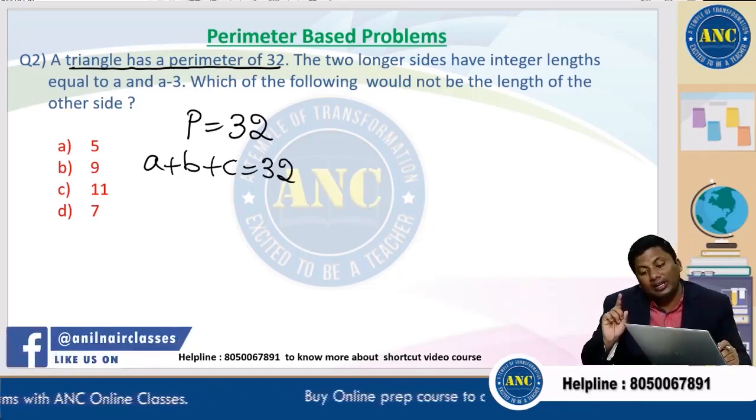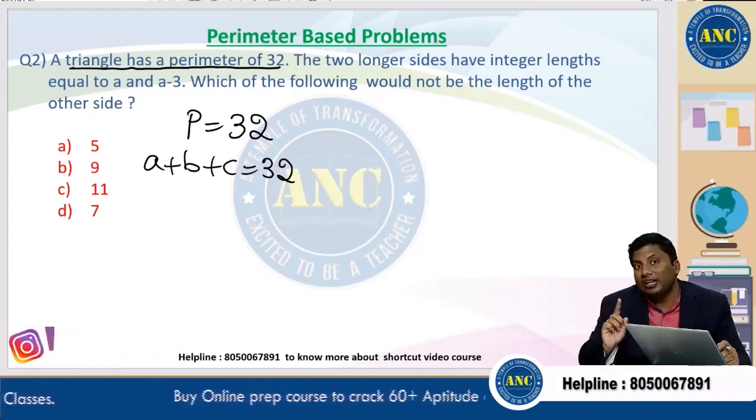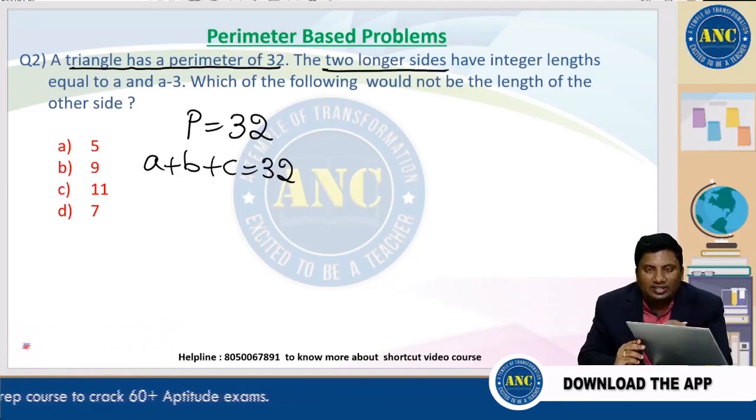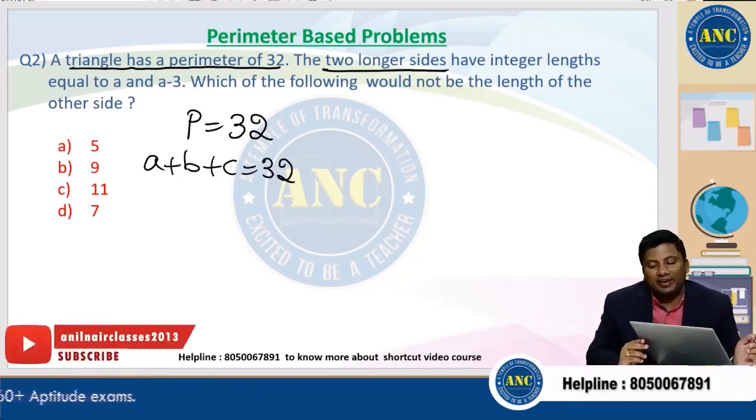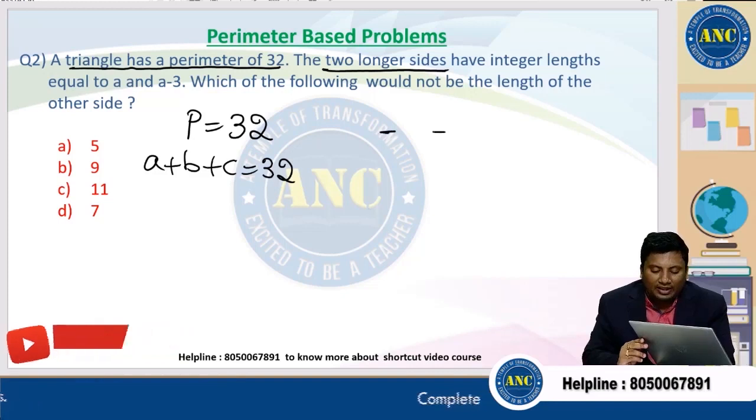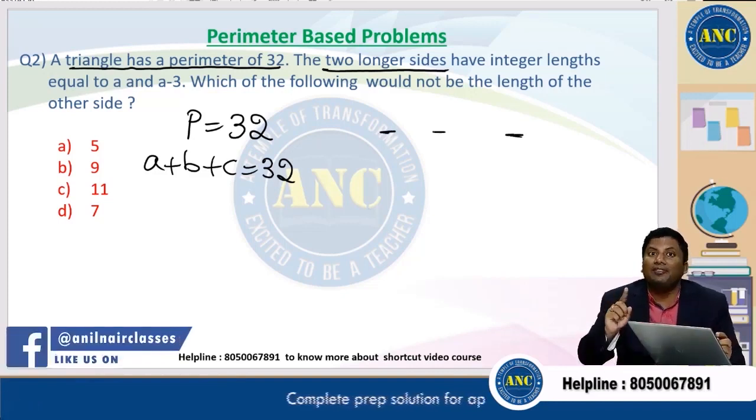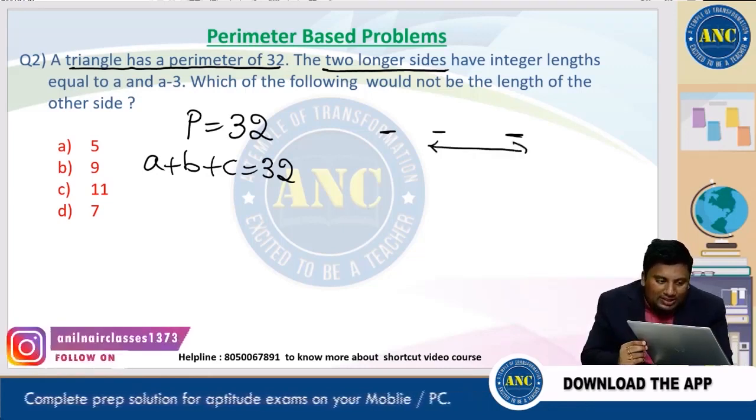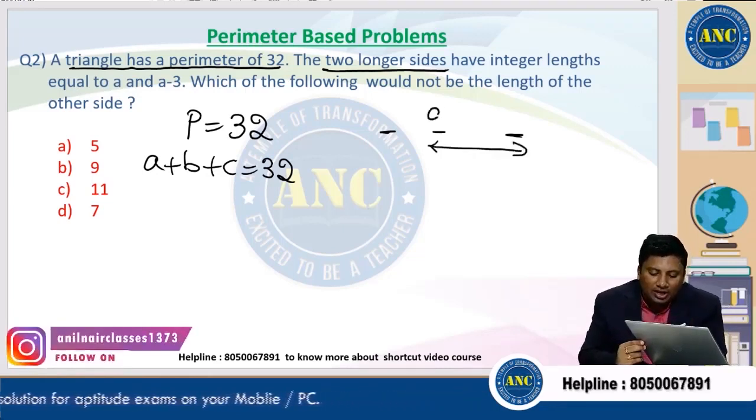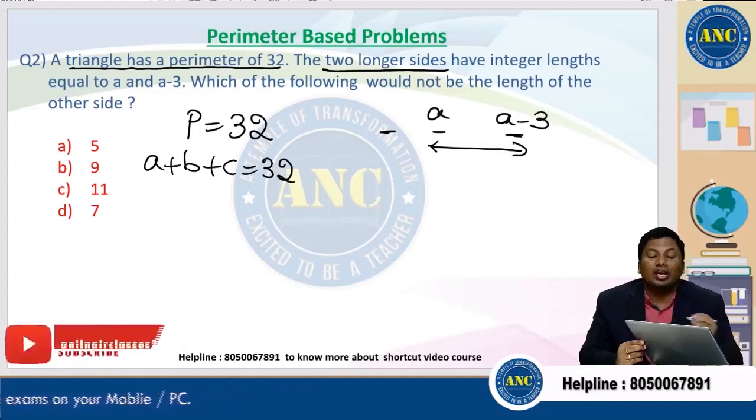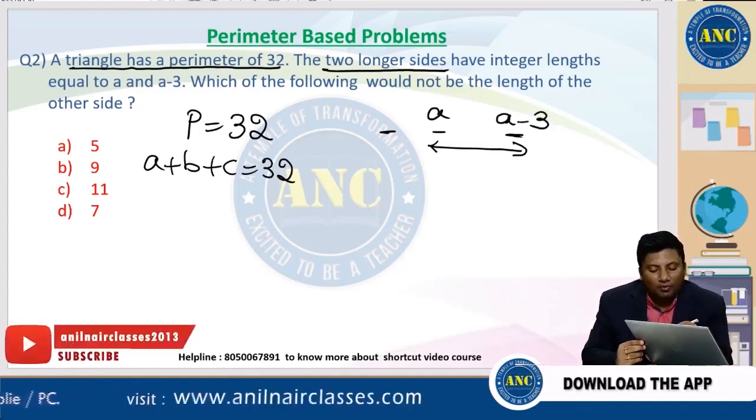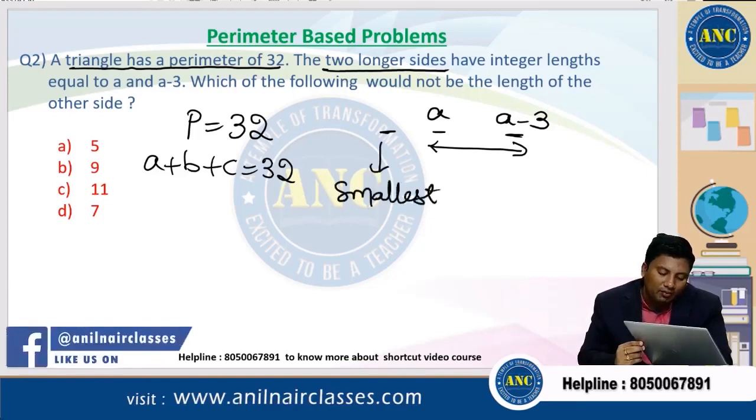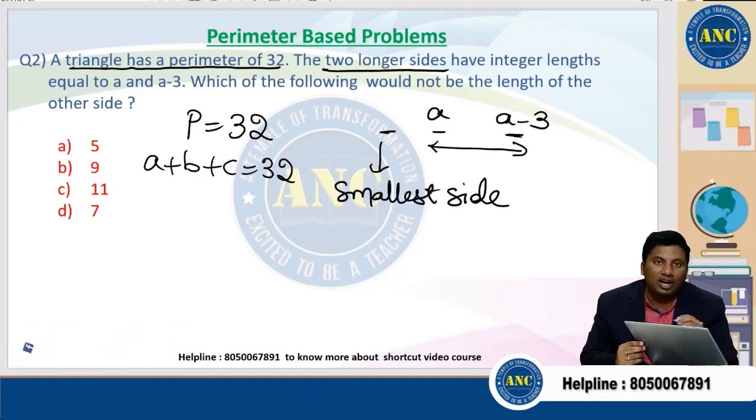The two longer sides. In the previous question he gave two shorter sides. Now there are two longer sides. Two longer sides have integral value. That means if I take three sides of a triangle, previous question he gave two shorter sides. Now he gave two longer sides. What are their values? A and A minus 3. If two longer sides are given, what will this become? This is nothing but the smallest side.